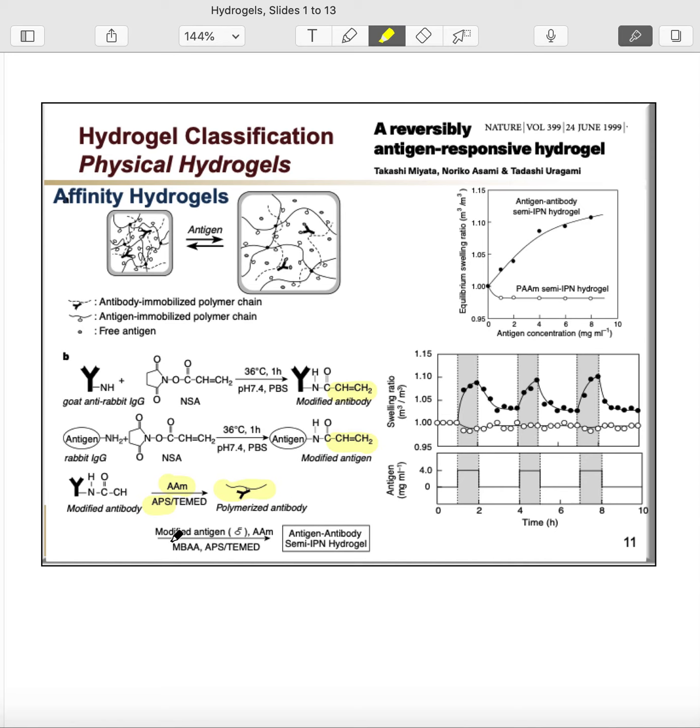And then separately, they took the modified antigen, they also polymerized it with acrylamide to now form polyacrylamide that is decorated with the antigen. They did this second polymerization in the presence of the first polymer, so you actually ended up with an interpenetrating polymer network, which is what basically they're trying to show here.